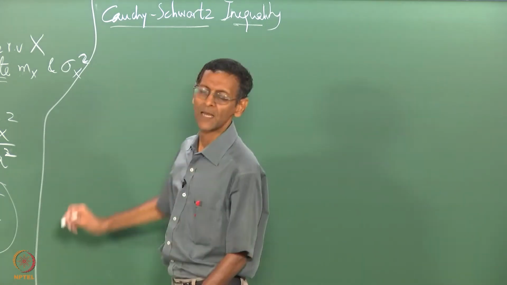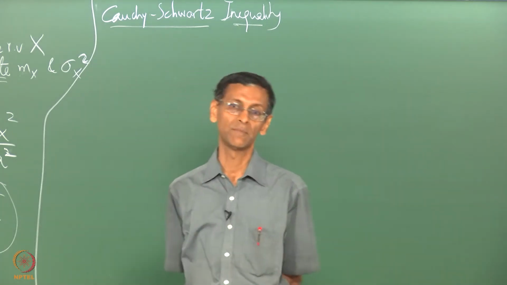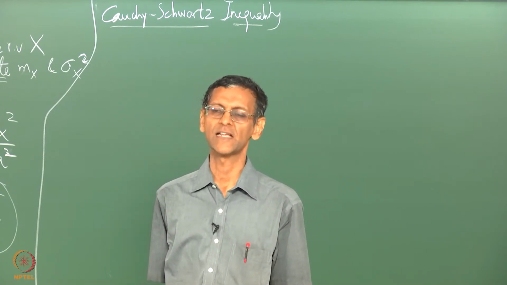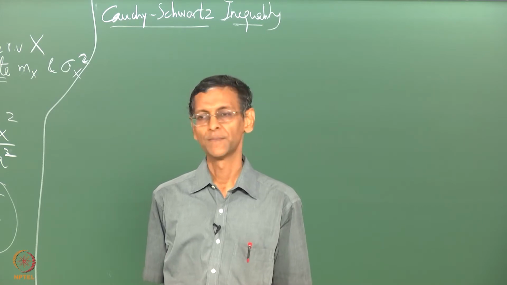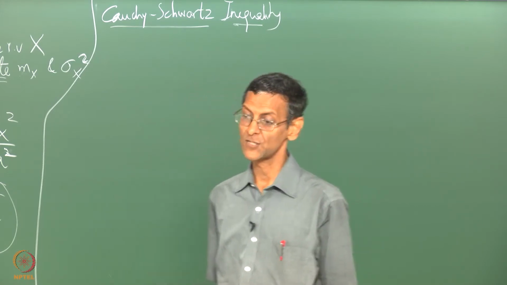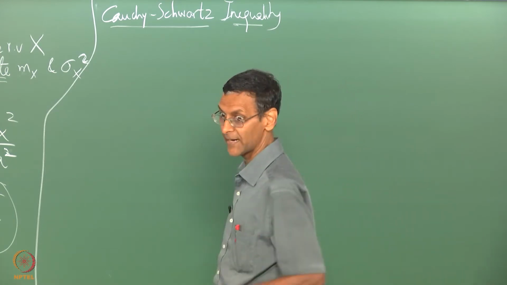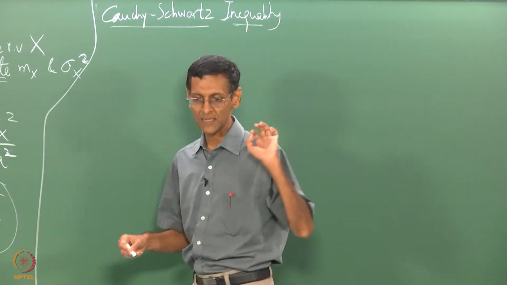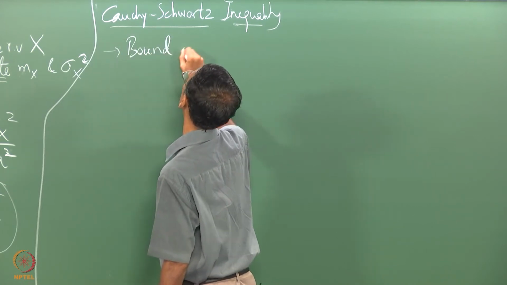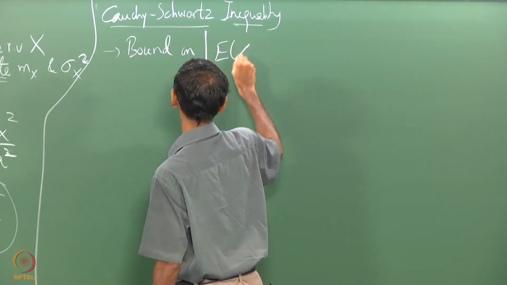So this involves bounding E of xy, that very important quantity which in signal processing, as I said yesterday, is called correlation, as opposed to statistics where it is not called a correlation and is used for something else. Again, I remind you about that. So this is a bound on mod of E of xy.